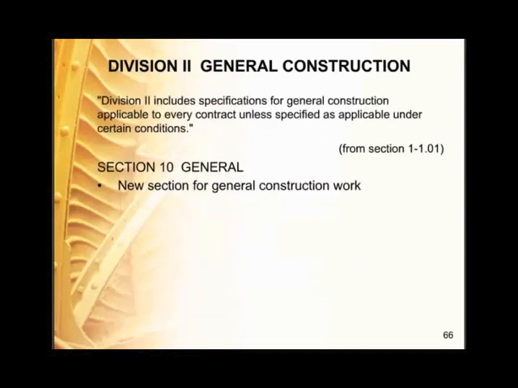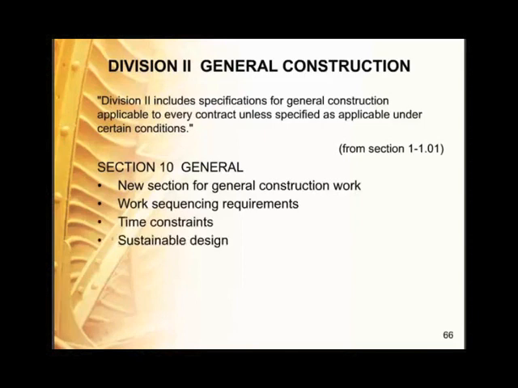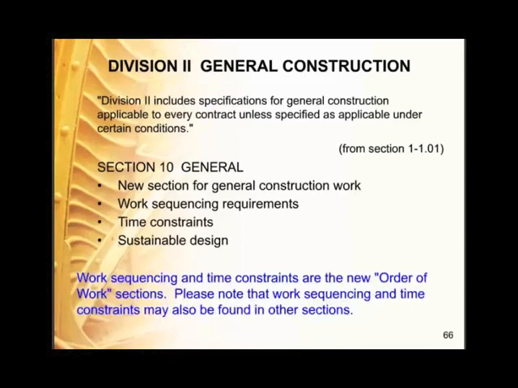Okay, Section 10 is a new section for general construction work. It includes work sequencing requirements, time constraints, and sustainable design. Work sequencing and time constraints are the new order of work sections. Please note that work sequencing and time constraints may also be found in other sections. For example, if you had some work sequencing dealing with just piling and nothing else, those constraints would be within the piling section. Typically, constraints that would apply to many sections would be put in Section 10.